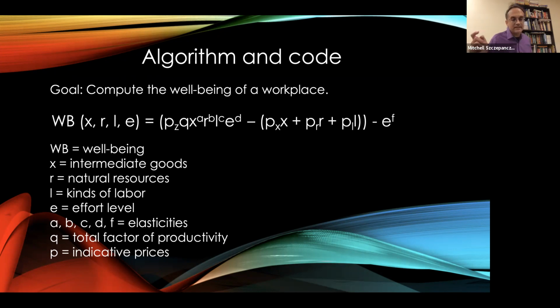this well-being formula takes as input the intermediate goods, natural resources, kinds of labor, and effort, as well as their respective elasticities and a total factor of productivity, but also we're including indicative prices. You'll recognize this as the determination of the output of a good, figuring out its price, subtracting the sum of the respective prices of each of the kinds of intermediate goods, natural resources, and labor. Multiply those by each of their respective prices, add them up, subtract the sum from the output, and then from that entire quantity, subtract the effort and its respective elasticity. And that is what's posited as the well-being function of a workplace. And it kind of makes sense. What you get is output, and accounting for all the things that might be against that, with a particular focus on the effort involved.